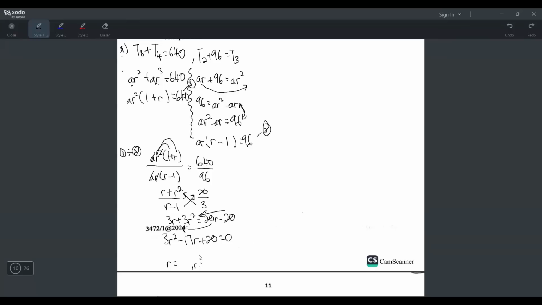Let me press. What's the A? 3, B negative 17, C 20. My calculator gives me 4 and 5 over 3. So R equals 4, R equals 5 over 3.